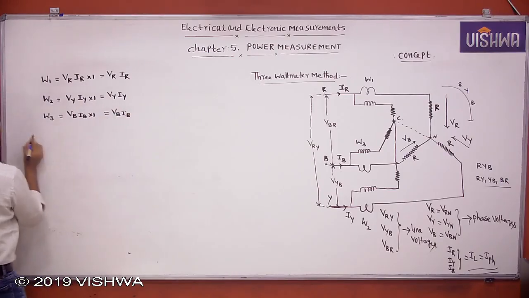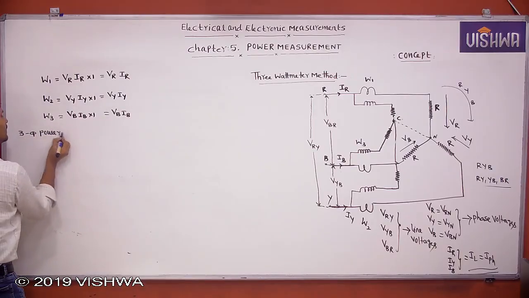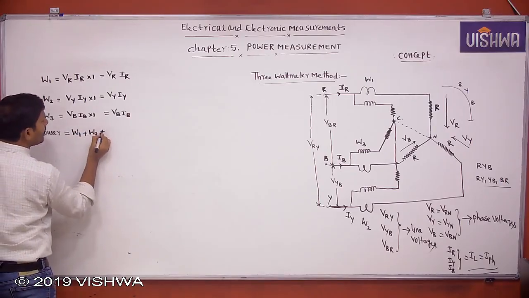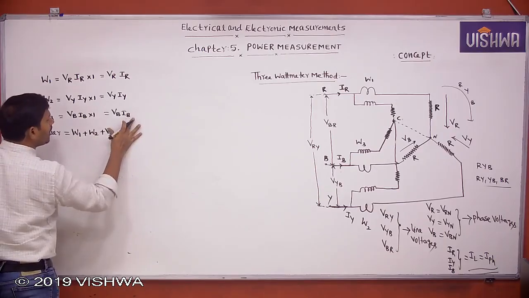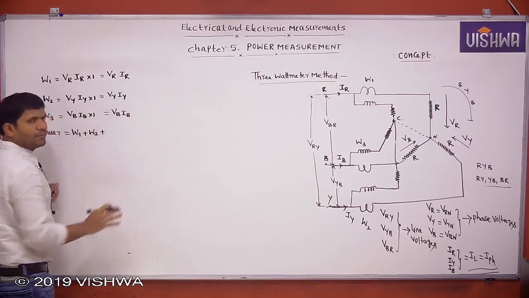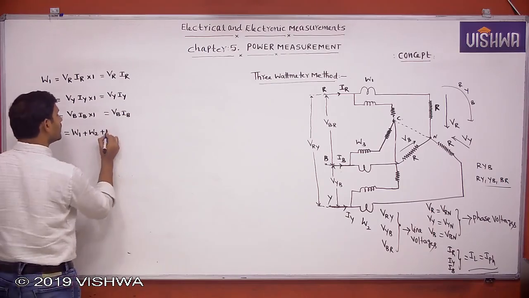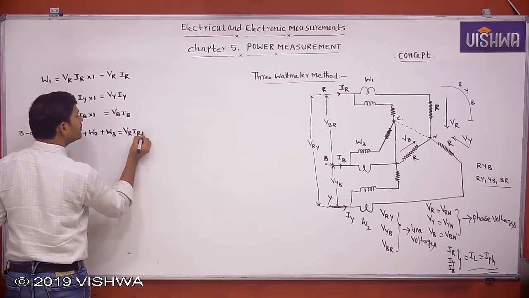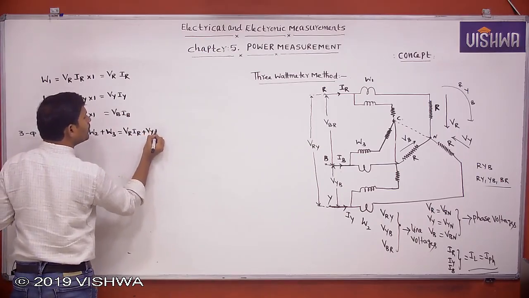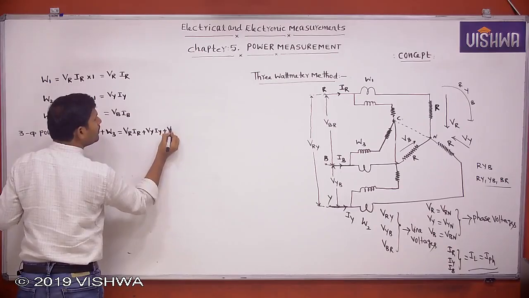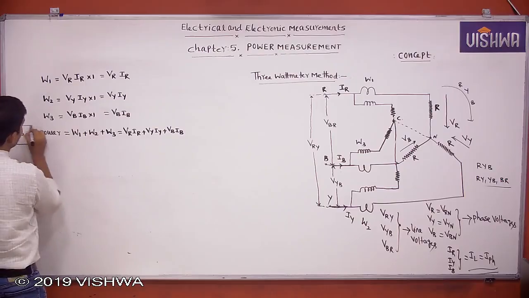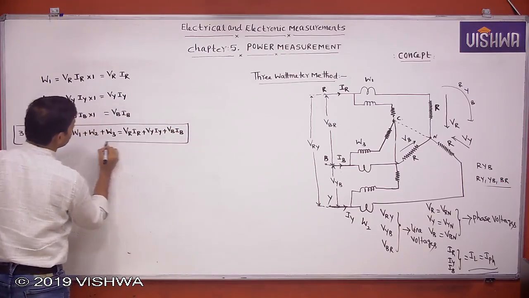But what is the three-phase power? How do we measure three-phase power? The sum of the three wattmeter readings gives the three-phase power, because for each phase we are connecting one wattmeter. This is equal to VR into IR plus VY into IY plus VB into IB. This is the three-phase power measured by using the three wattmeter method.